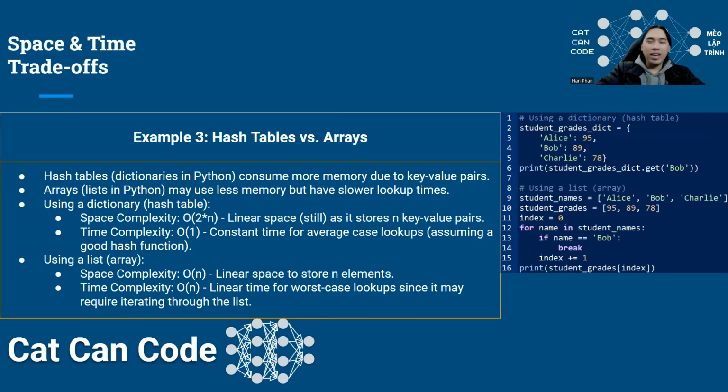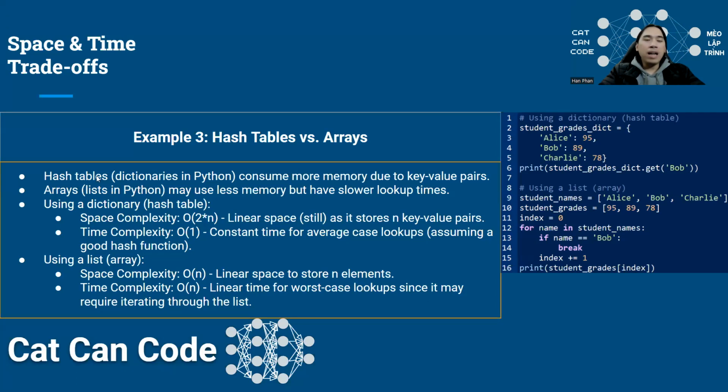Example number 3, hash table versus arrays. These are two classic data structures that we use all the time. They have a space and time trade-off as well, that also corresponds to the different situations where you use these.